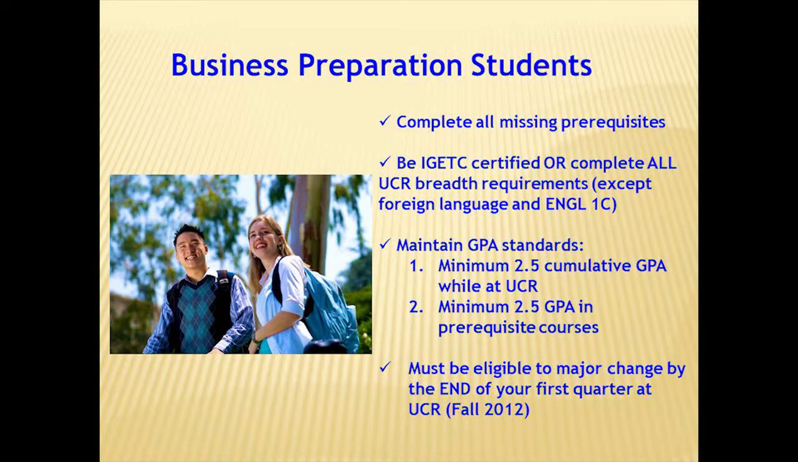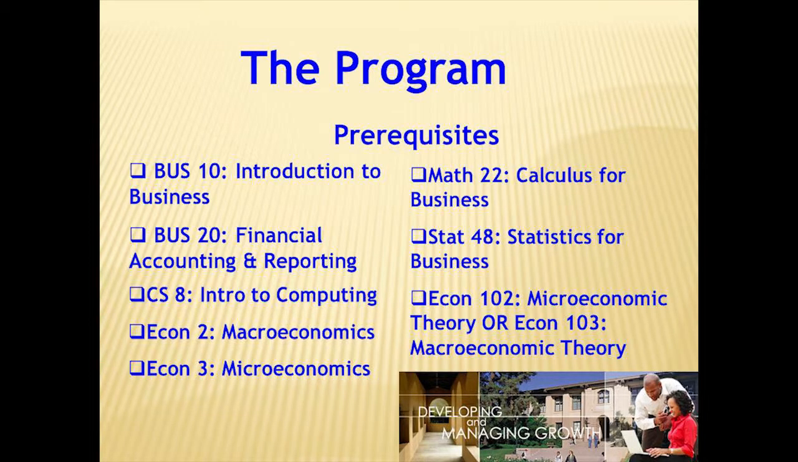So number 1 would be completing all missing prerequisite courses. Number 2 would be completion of either IGETC certification or UCR breadth requirements, which is what we call general education. Number 3 would be maintaining the GPA standard necessary to get into the program. And number 4 would be completing all of the requirements within the specified time frame. So let's break those down a little bit so that way you have a better understanding of what you need to do. So the first thing that you will need to complete is your prerequisite courses.